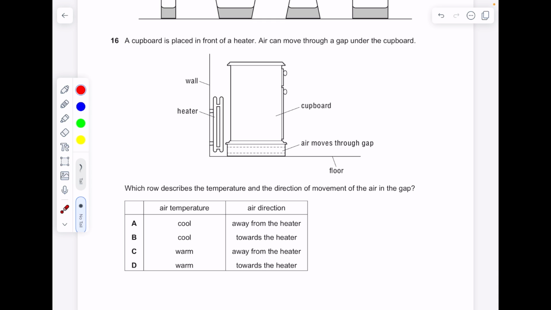So this is all to do with convection currents. If the heat source is here, we know that the air is going to expand, and that's due to the particles having more kinetic energy. So because the air now has less density, it's going to rise and become cooler and then sink, setting up that convection current in this direction, which is going to draw cool air in that can then be heated by the heater. So which row describes the temperature and the direction of movement of the air in this gap here? Well, it's going to be comparatively cooler, and it's going to be pulled towards the heater, so B.